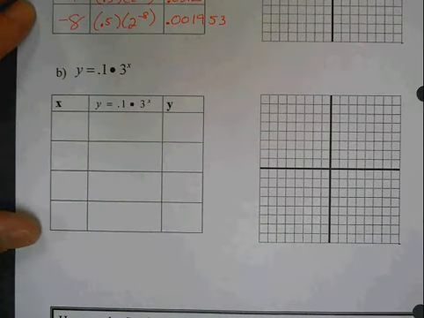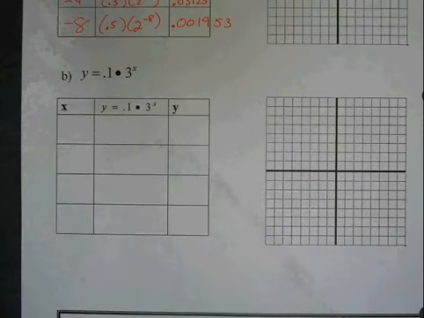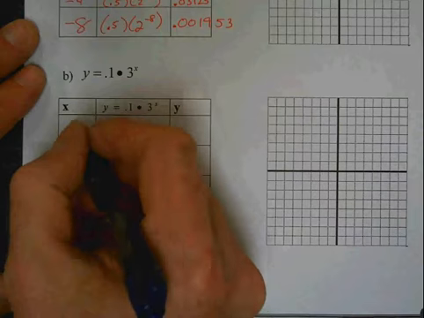0.1 times 3 to the power. All right? So by now you know you need to do a couple numbers on the positive side and a couple numbers on the negative, and we should probably also always do 0 itself. So let's try with 0.